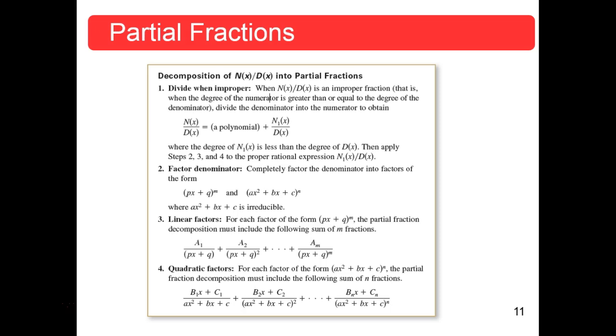And then you have some irreducible quadratic factor that you can't reduce any further, and that's to some n power, where this thing right here is irreducible. Okay. So for every linear factor that you have with some power m, do an a1 over this to the first power, and a2 over that to the second power, a3 over this to the third power, all the way up to am over this to the mth power.